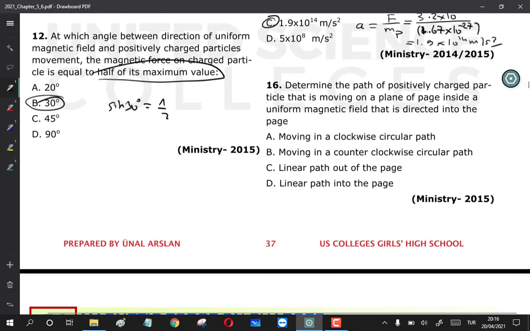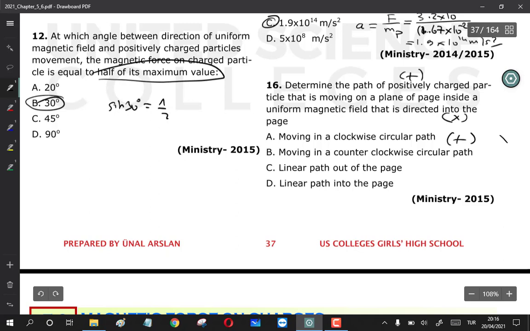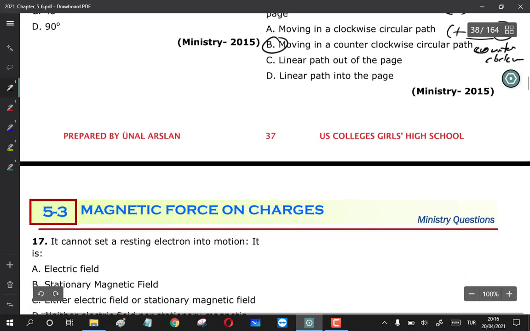Determine the path of the positively charged particle. So it is positive. That is moving on a plane of the page inside the uniform magnetic field directed into the page. Into the page is cross. So positive and cross. If they are similar, remember counterclockwise. So moving in a counterclockwise circular path.